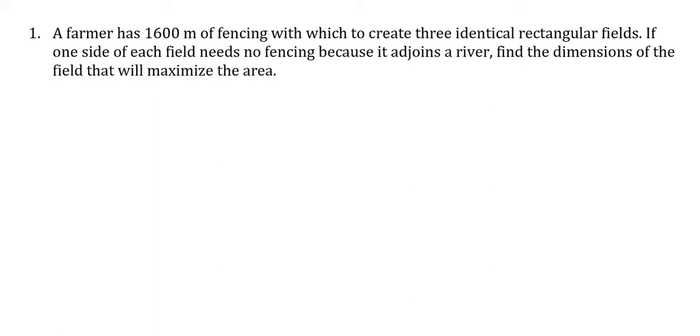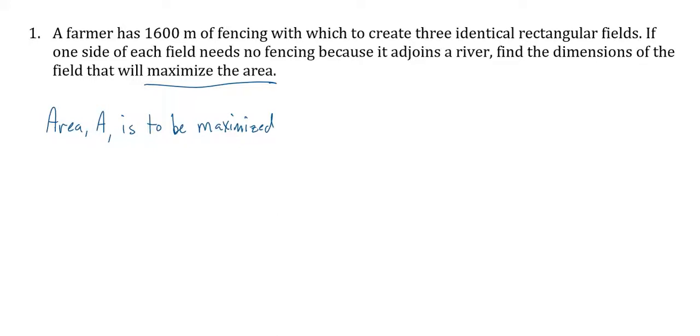It's about fencing. A farmer has 1,600. It's always interesting to reflect on what information you're given as well, right? A farmer has 1,600 meters of fencing with which to create 3 identical rectangular fields. So it's not just one big field, it's 3. But again, that was probably something you did in grade 10. If one side of each field needs no fencing because it's against a river, find the dimensions of the field that will maximize the area. So area, which I'm going to call A, is to be maximized.